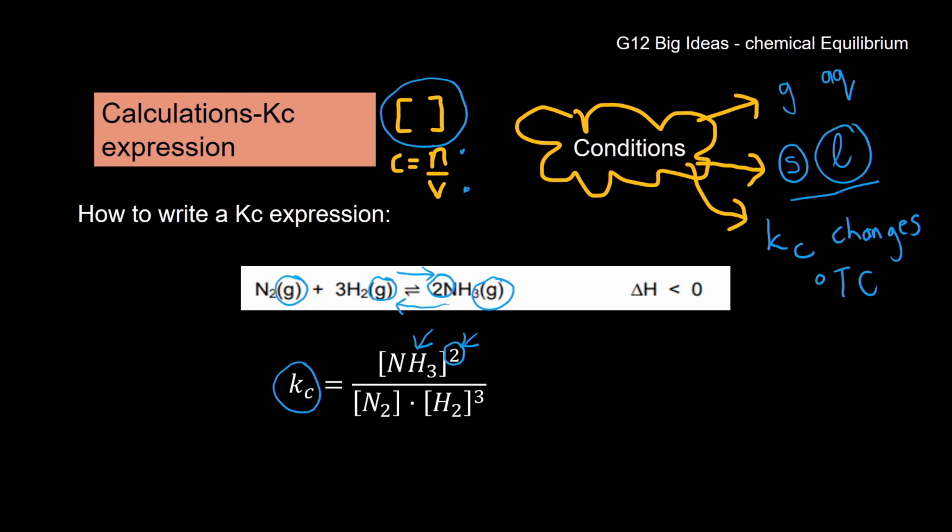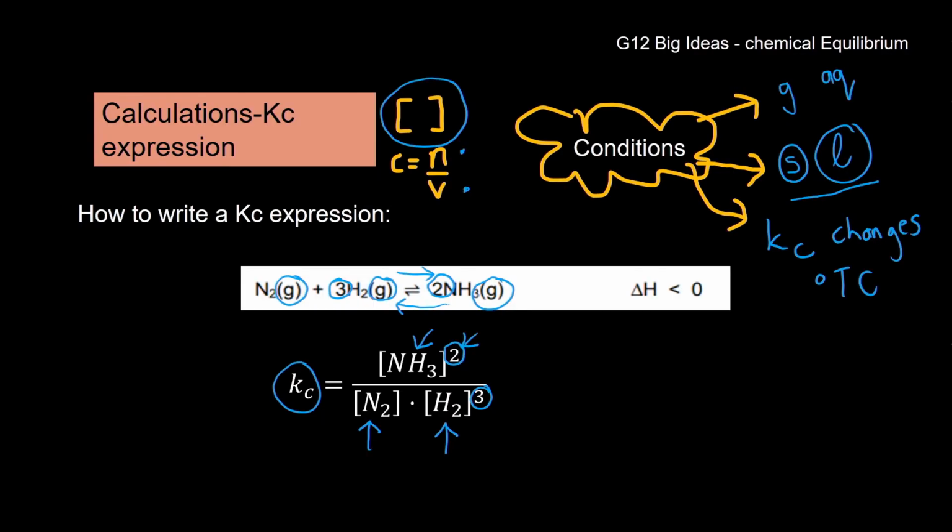We divide that by the concentration of nitrogen gas and the concentration of hydrogen gas, times together. And look here, we cube the concentration of hydrogen gas. Why? Because it has got a coefficient of 3. So when you are writing this, you need to be extremely particular about the expression that you're writing. It has to be specific for the balanced equation of the reaction that has been given to you.